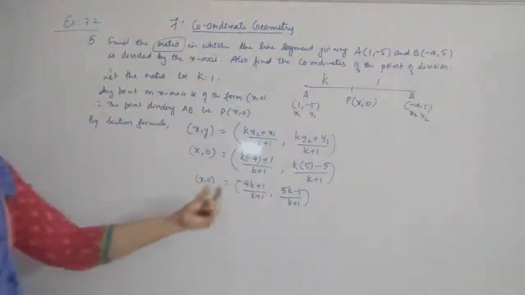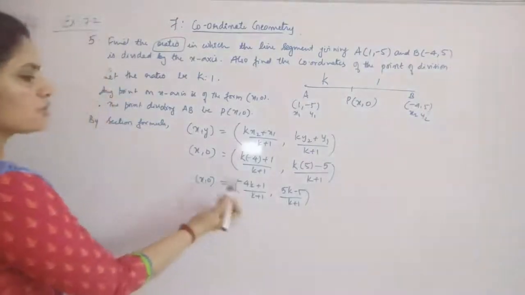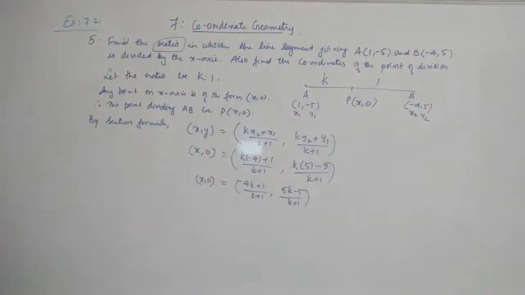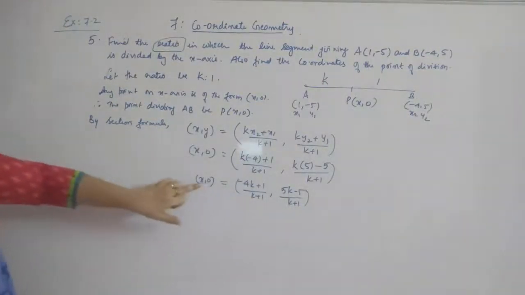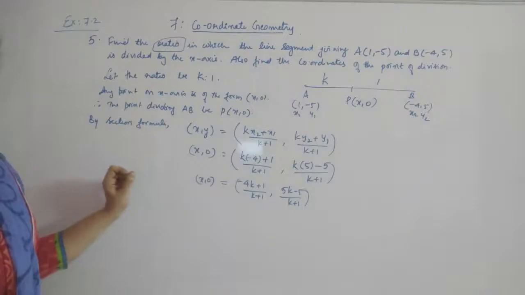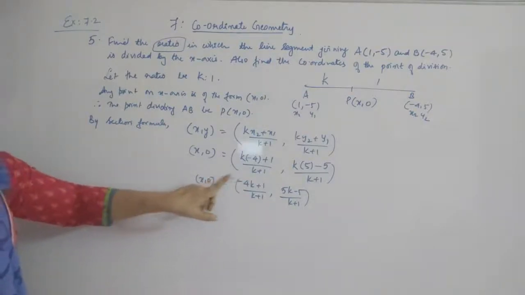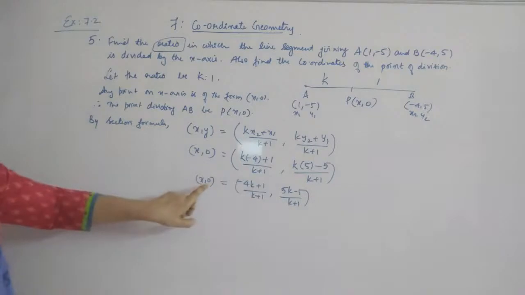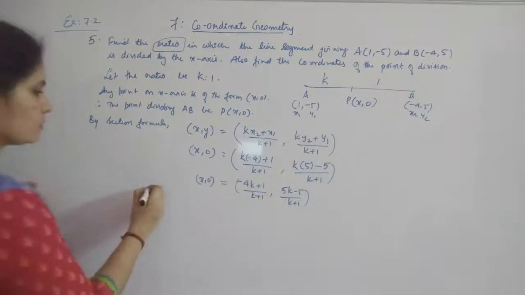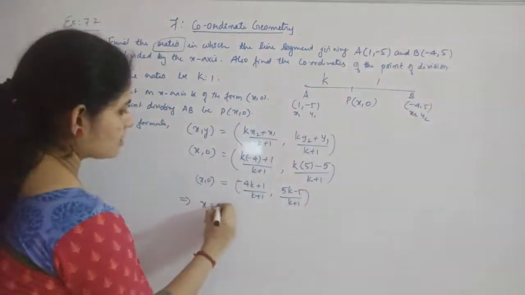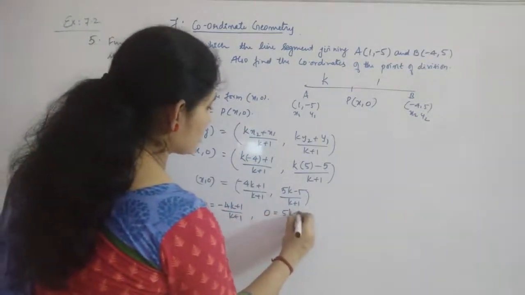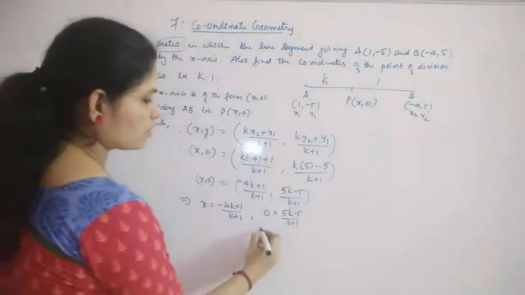Now since you have an equal sign in between, the corresponding coordinates will be equal. But if we compare the first coordinates, x is also unknown, so you will not be able to get the k value. So first the purpose is to find out what k is. In order to get that k, you will equate the second coordinates correspondingly. That means 0 will be equated to the second coordinate of this one, and that will give you the k value. So x is equal to minus 4k plus 1 by k plus 1, and 0 is equal to 5k minus 5 by k plus 1, and this will give you k.